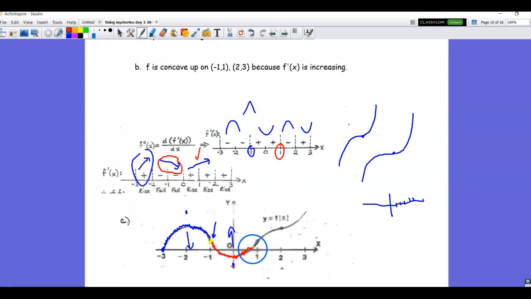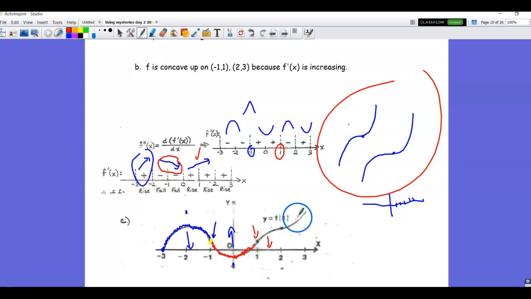Concavity is changing at x equal to 1. So there's that little cubic thing that I was telling you about. It's happening right here at x equal to 1. So I go to concave down in that region. And then again, the concavity changes, and there's that little cubic action right here at x equal to 2, and the graph continues to increase.